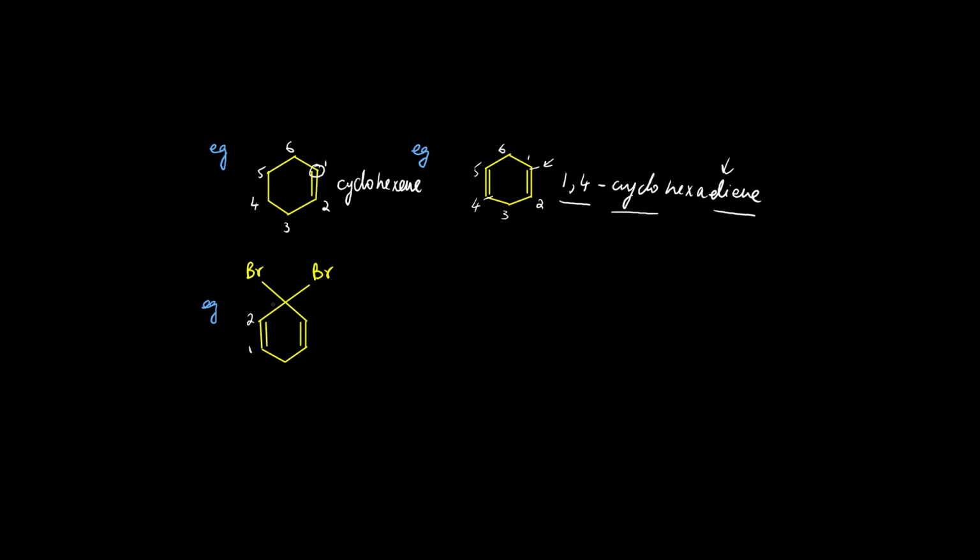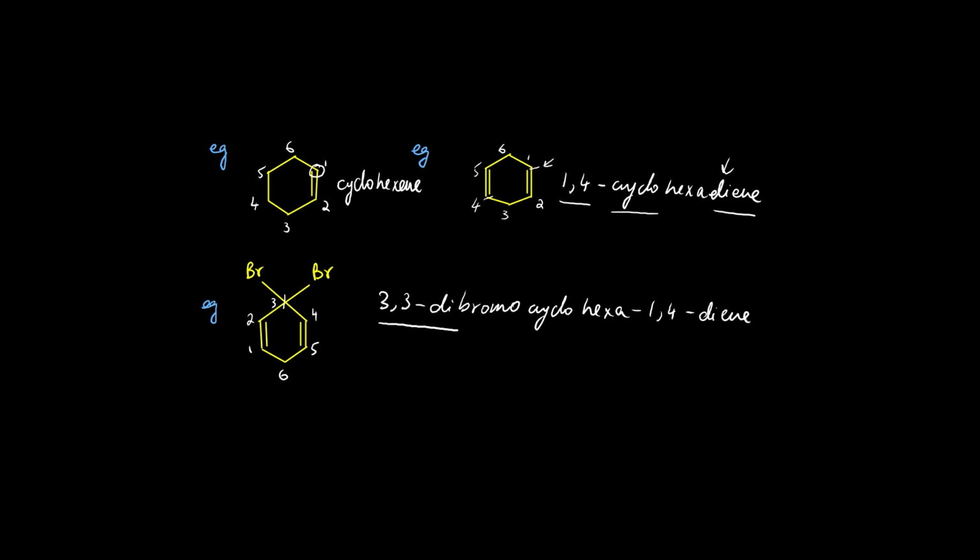Let's try numbering it like this, in a way to keep the 1 and 4 of the carbon double bonds intact, but to give the halogen groups also a small number. So now we have 3 over there. So now let's name this 3,3 dibromocyclohexa-1,4-diene. Now why exactly is this the name?